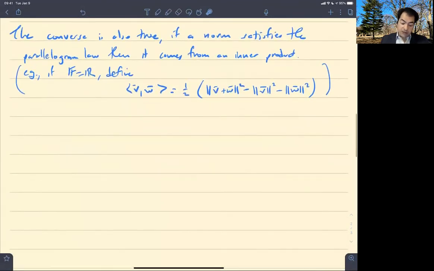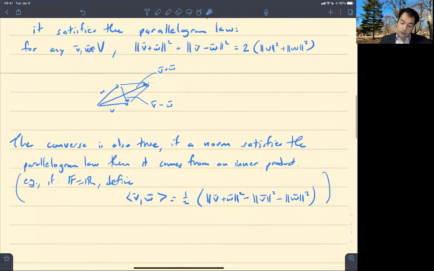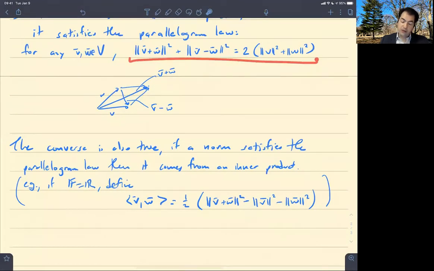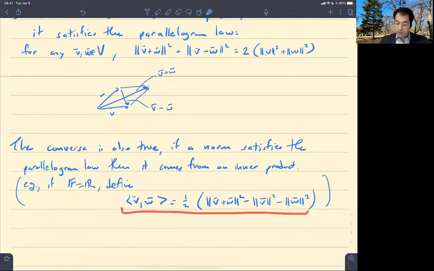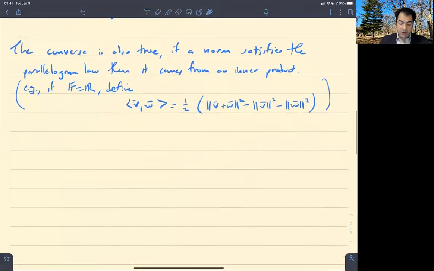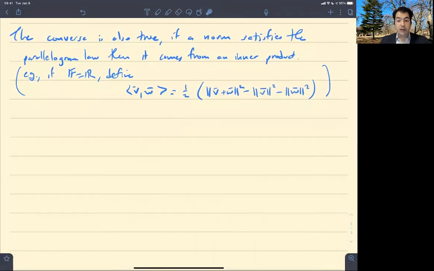If you're working with the complex numbers, it's also true that if you have a norm that satisfies the parallelogram law, it comes from an inner product. And the formula for the inner product is similar, but a little longer because you have to worry about complex numbers, of course. So the formula is in the exercises of the book, and it's also a simple exercise to check that it gives you an inner product.